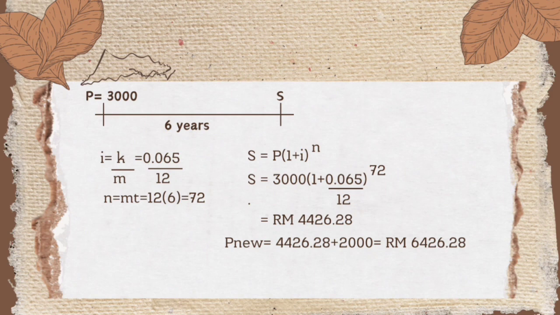I equals K per M equals 6.5% per 12 equals 0.065 per 12. N equals MT equals 12 multiply 6 equals 72. So we already found everything we need, so we just fill in the formula and solve it.